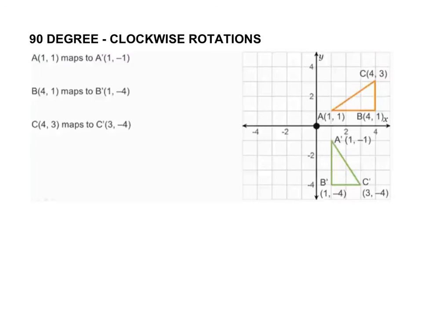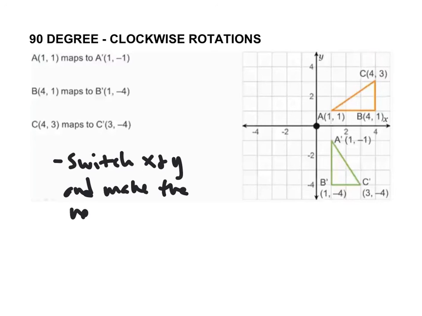okay? And so notice that from B to B prime, you go from the point 4, 1 to 1, negative 4, okay? Notice that for point C, which is 4, 3, when you rotate that down, you get the point 3, negative 4, okay? So from that, notice what you do to those numbers. What you're doing is you switch X and Y, okay, and make the new Y value opposite.